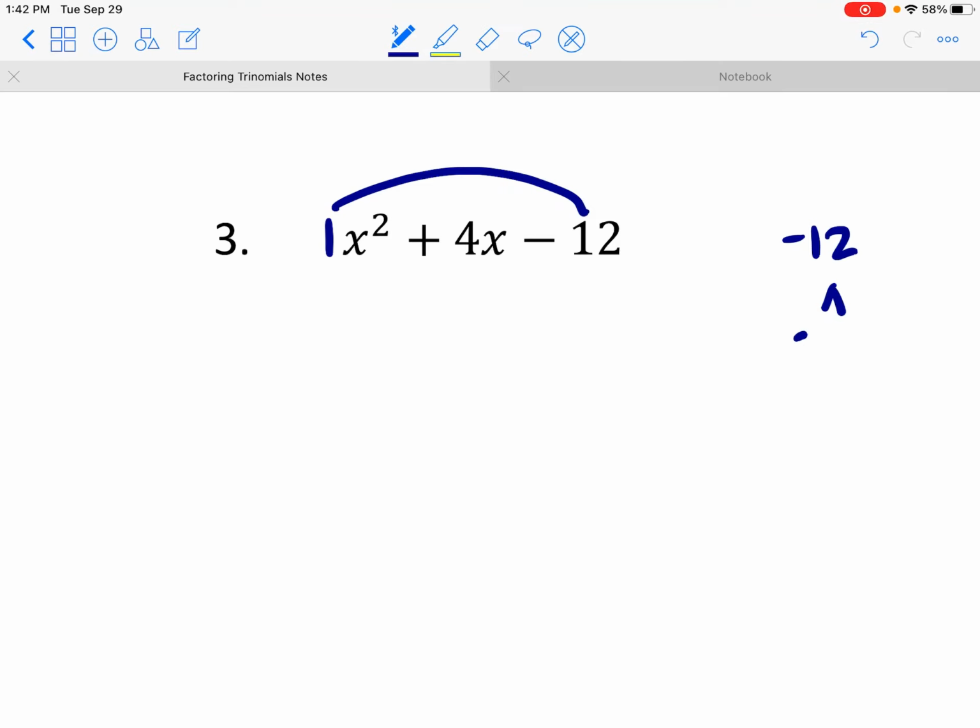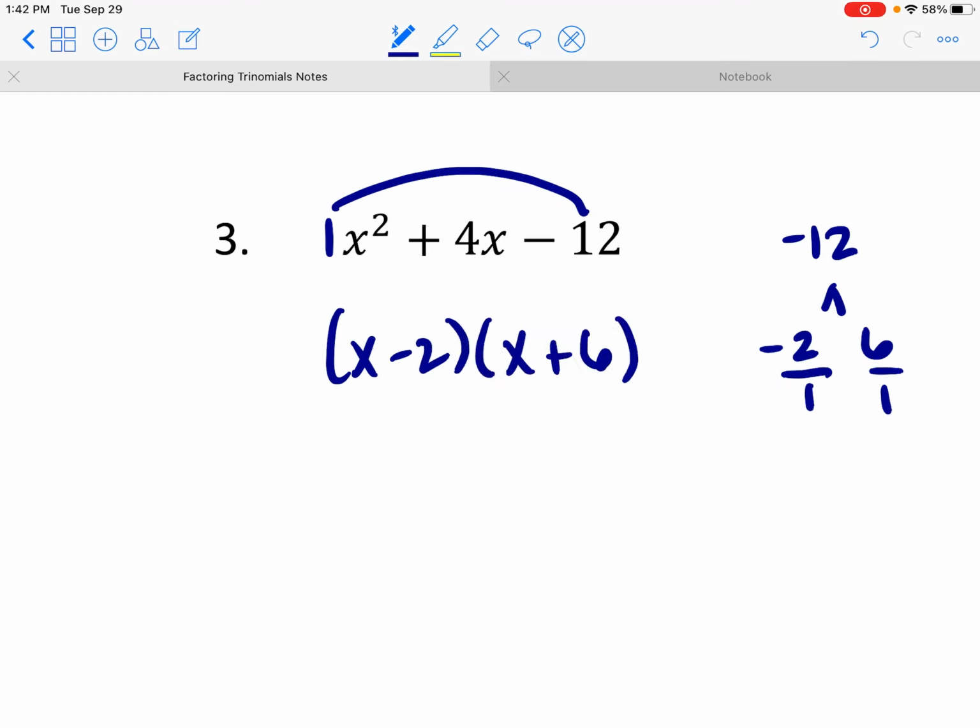So I'm going to use 2 and 6. And again, one has to be negative to multiply to make a negative 12. In this case, I'm going to make the 2 negative. That way when I add these, the negative 2 plus the 6, I get a positive 4, which is what I need in the middle. Now, technically, we're supposed to divide by our first number, but that's a 1. That's not going to change those. So 1x minus 2 is going to be a factor, and 1x plus 6 is going to be the other factor.